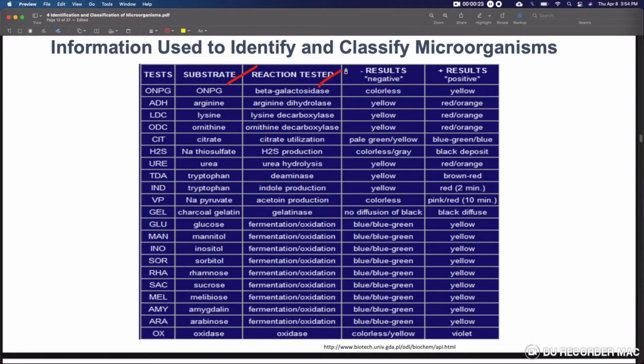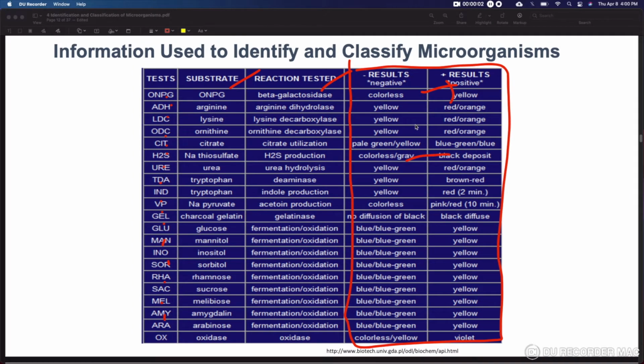These are the classic substrates, and the reactions being tested on those different miniaturized panels right there. And as you can see, we're looking for the positive and negative results right here: if it's colorless, if there are color changes, the production of bubbles, the production of particulates, it's just right here.